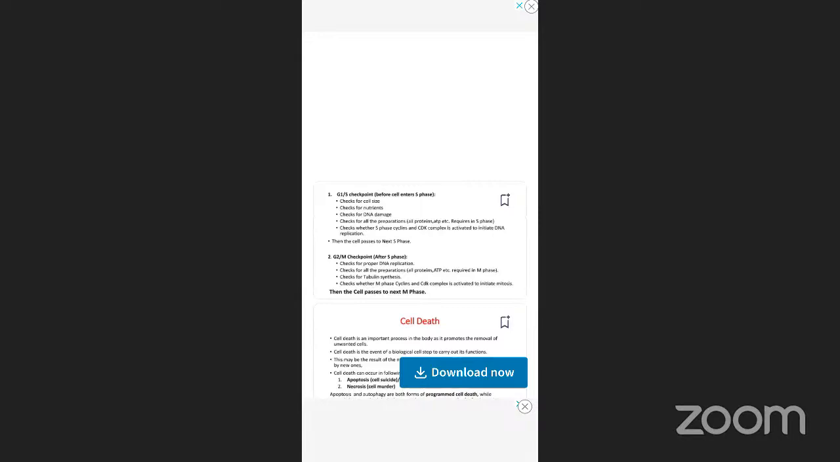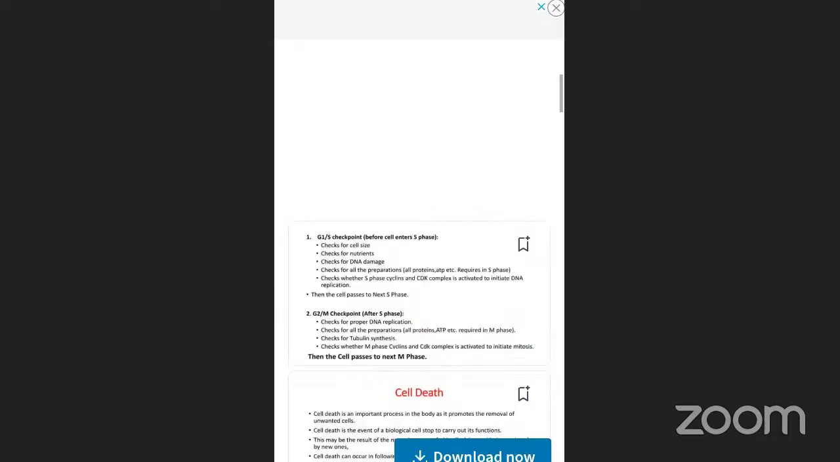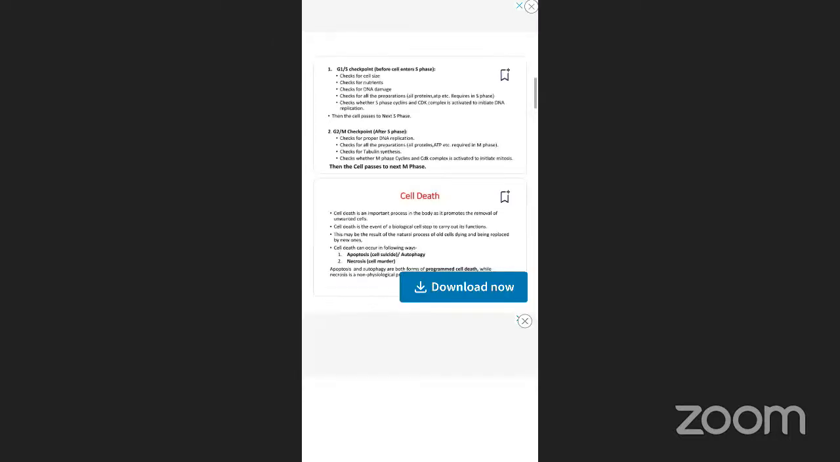The G1/S checkpoint, before entering the S phase, checks for cell size, checks for nutrients, checks for DNA damage, and checks that all the preparations, all the proteins required for S phase, are ready. Next, it checks whether S phase has the cyclin-CDK complex.